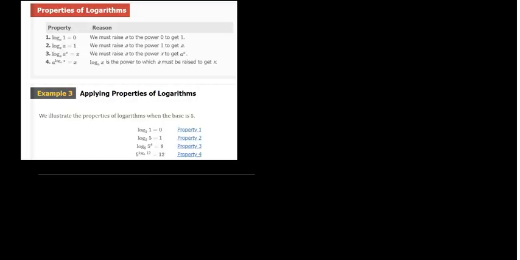Okay, so let's start with property 1. It says log base a of 1 is equal to 0. Okay, that's fine. All right, so let's make sense of it. If we took this and put it in exponential form, that would be a to the 0th power is equal to 1. And that makes sense, right? Because anything to the 0th power is 1.